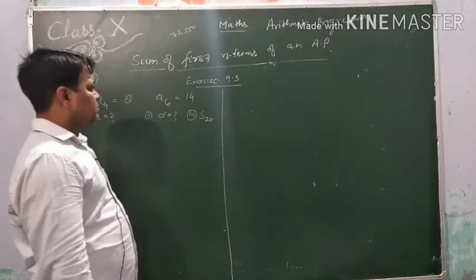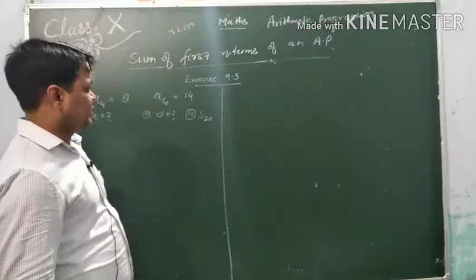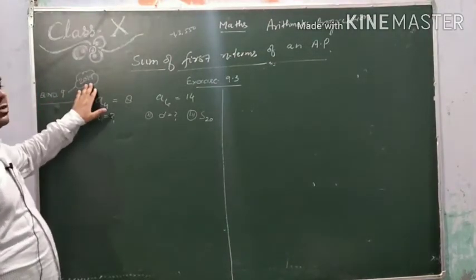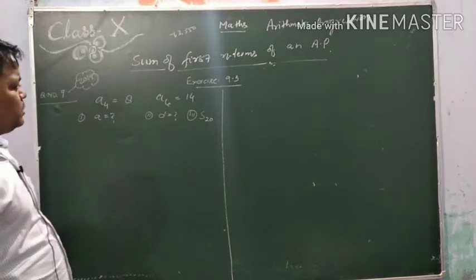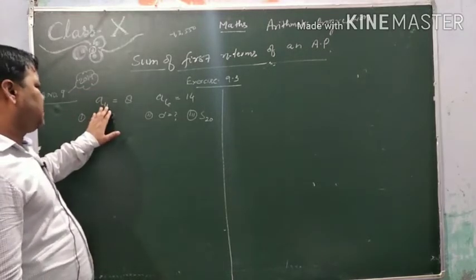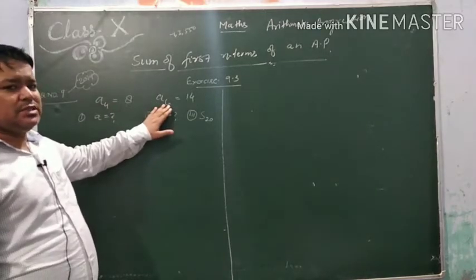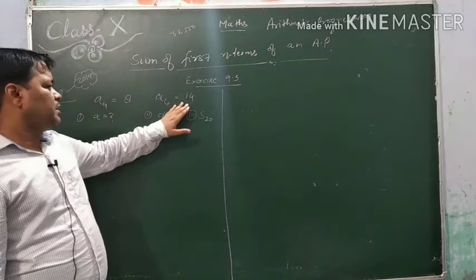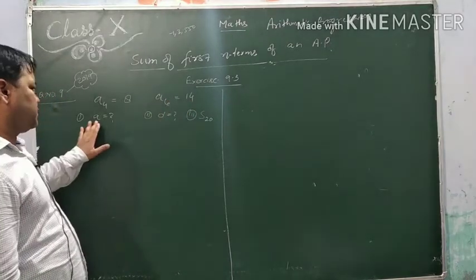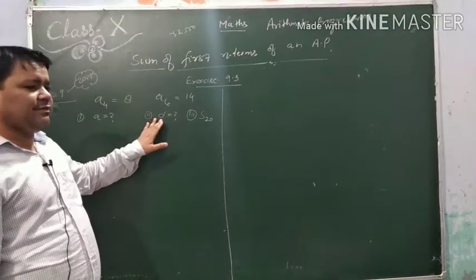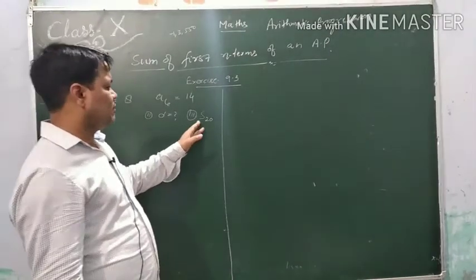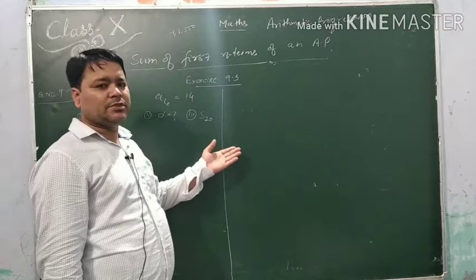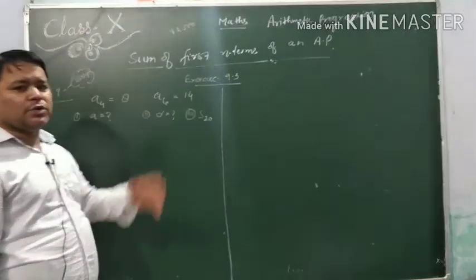Now, let us solve some questions from exercise 9.3. Here I am going to solve question number 9, which was asked in 2019. According to the question, the fourth term and sixth term are given. The fourth term is 8 and the sixth term is 14. On the basis of this, we have to find the first term, the common difference, and the sum of the first 20 terms of this progression.